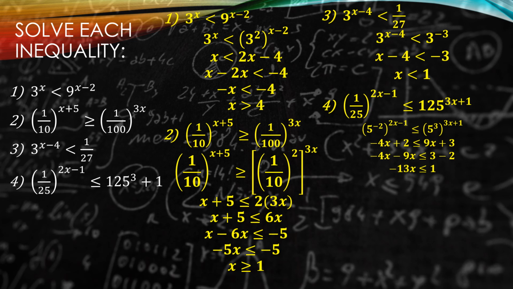So, let's divide both sides by negative 13 para x na lang yung matira. So, since nag-divide tayo ng negative number, flip natin yung sign. So, x is greater than or equal to negative 1/13. Meron pa tayong ibang solution dito.